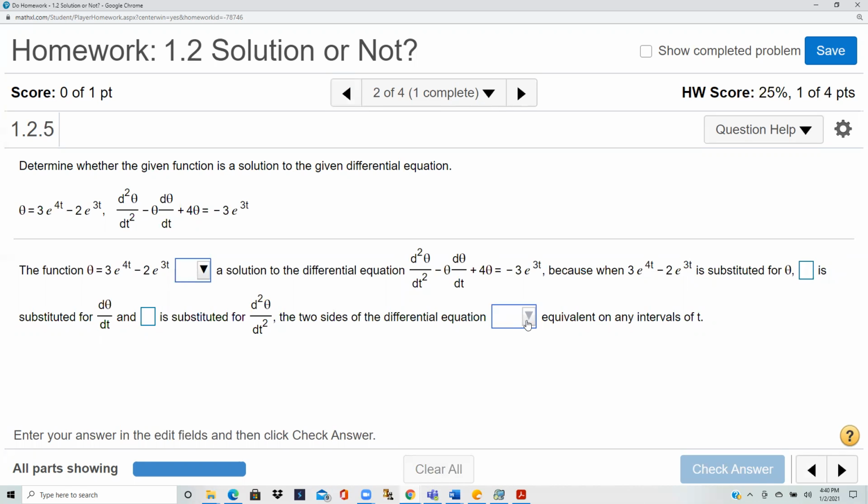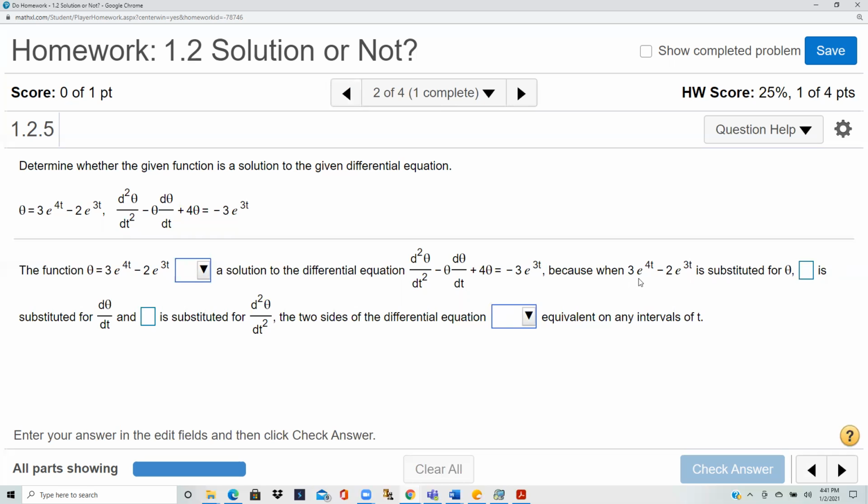Okay. So it's the same idea here, with the function theta. Right now, we don't know whether it is or not. So let's do the other steps first. Now they are saying to check whether theta equals 3e^4t minus 2e^3t is a solution of this or not. So this one has a first derivative, second derivative, and the theta in two places. So we'll substitute all these. We'll need to calculate the derivatives. Theta is already given.